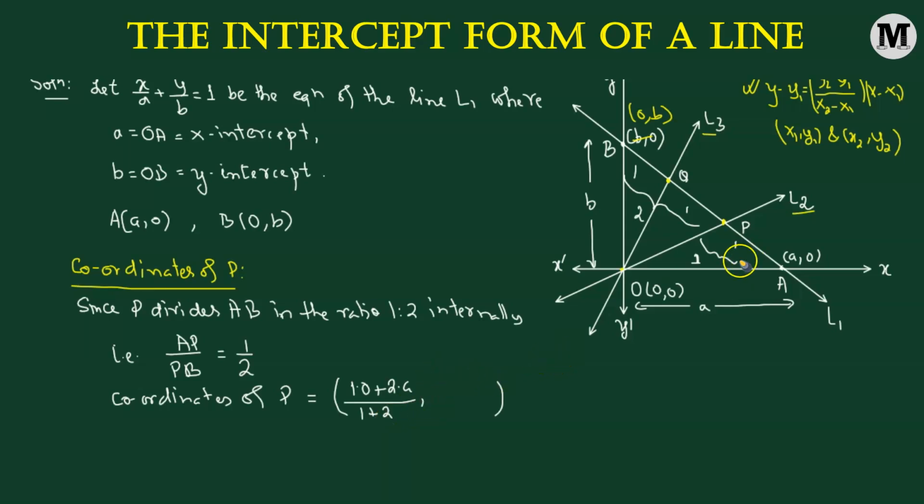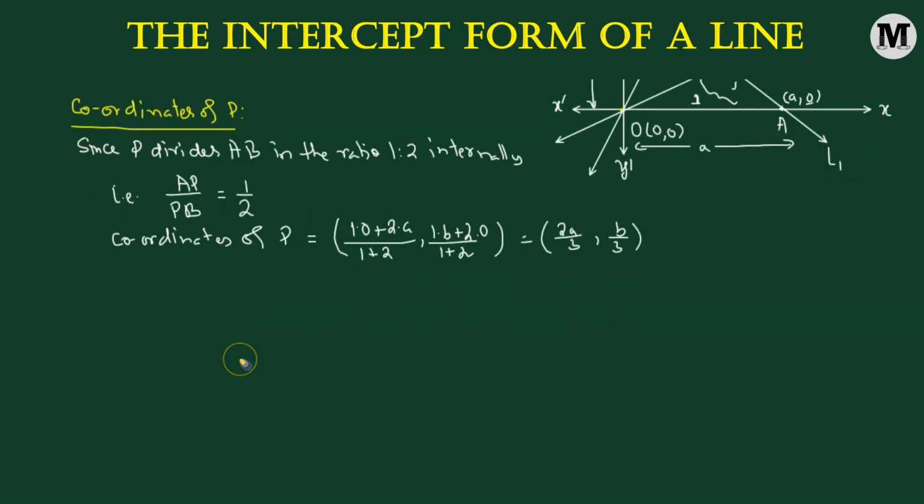Then to find out the y coordinate, we'll take 1 and multiply it to the y coordinate of the point B. So we have 1 multiplied to b added to 2 times the y coordinate of A. So that's 0, divided by 1 plus 2, which means that the coordinates of point P comes out to be (2a/3, b/3). Fine. So we have obtained the coordinates of point P. So now we are ready to find out the equation of the line L2.